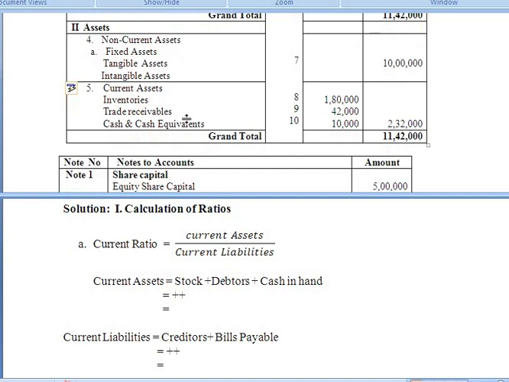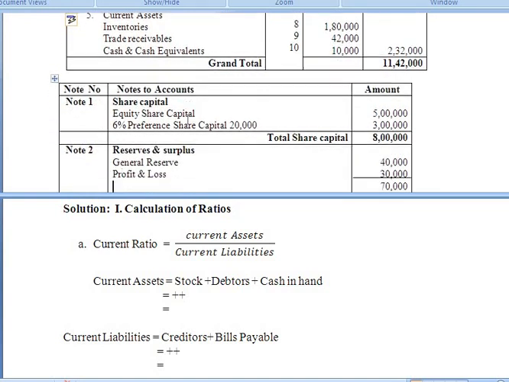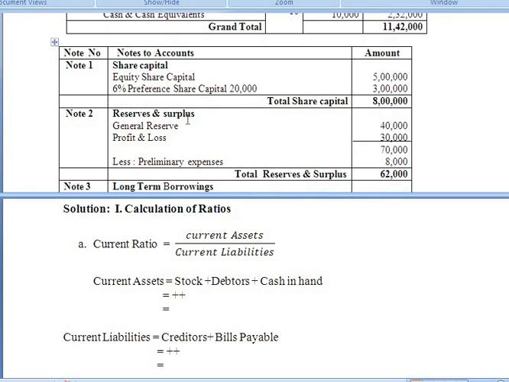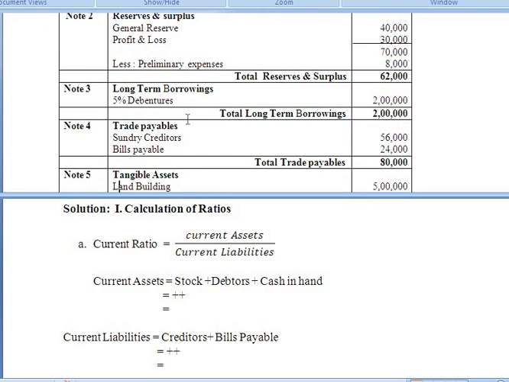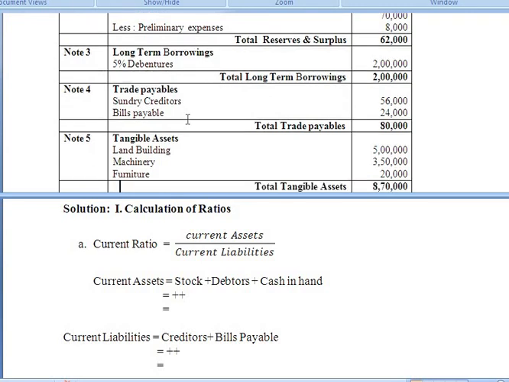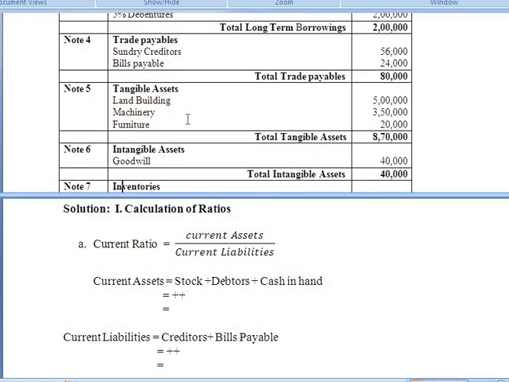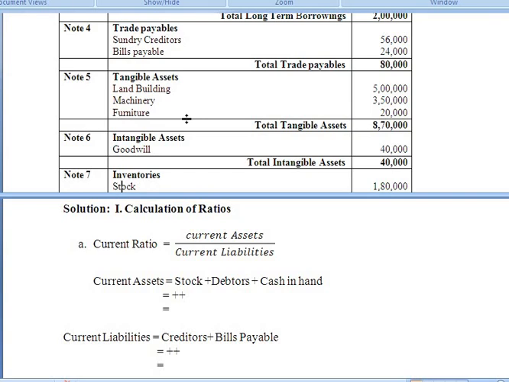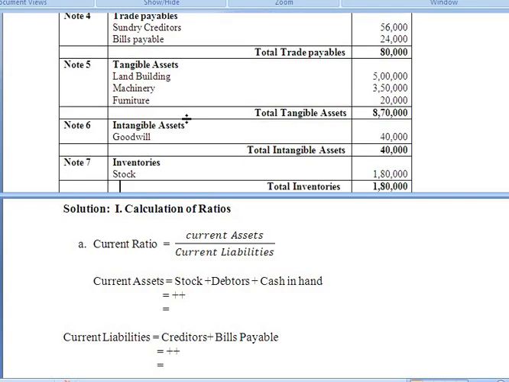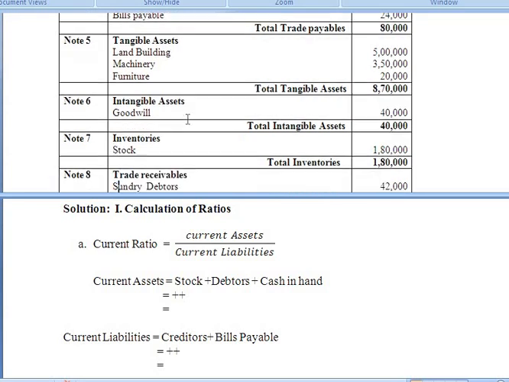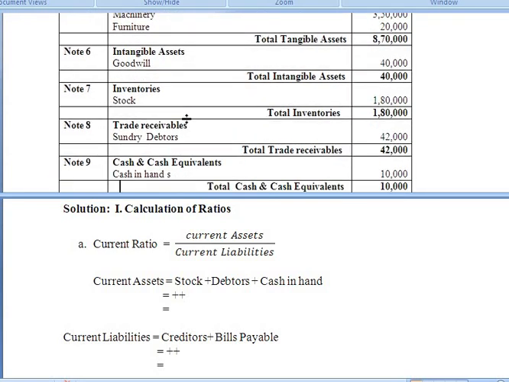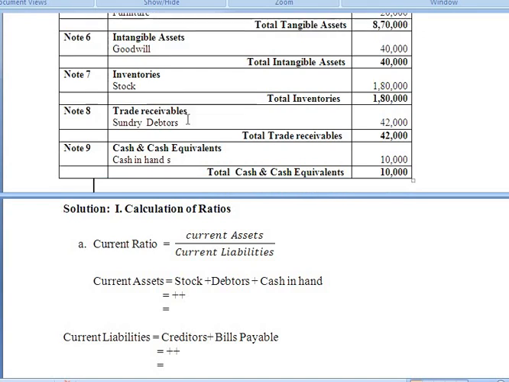And these are the notes to the balance sheet. Note 1 is share capital rupees 8 lakh. Note 2 is reserves and surplus rupees 62,000. Note 3 is long term borrowings. Note 4 is trade payables rupees 80,000. Note 5 is tangible assets rupees 8,70,000. Note 6 is rupees 40,000, which is intangible assets. Note 7 is inventories rupees 1,80,000. Note 8 is trade receivables rupees 42,000, and note 9 is cash and cash equivalents, which is rupees 10,000.